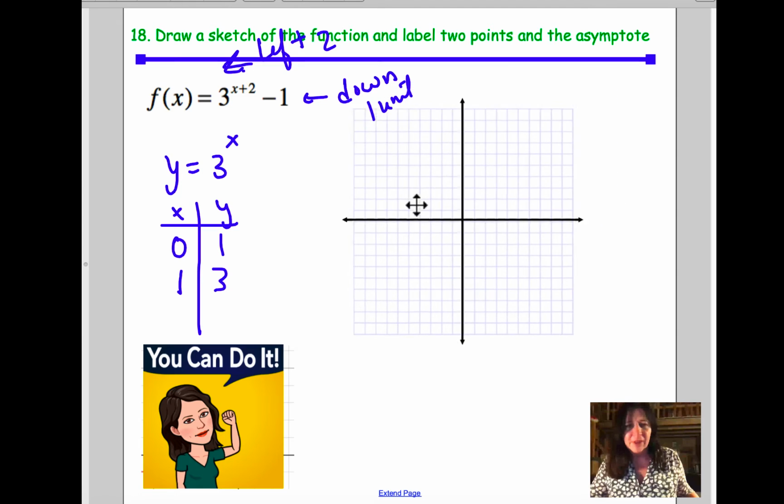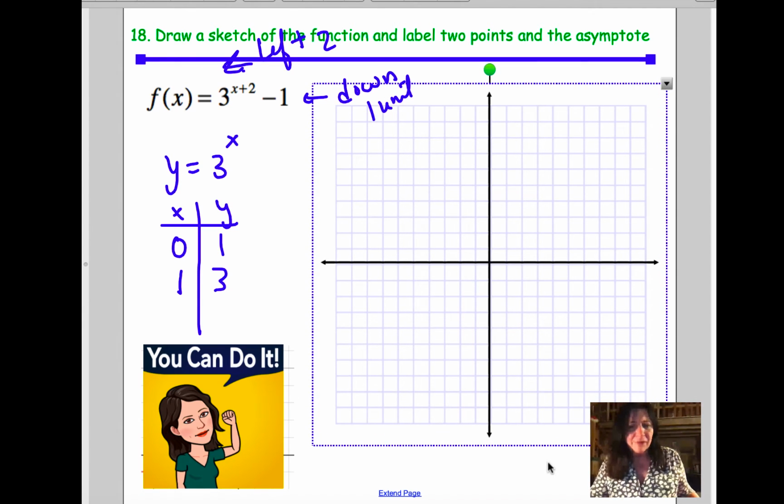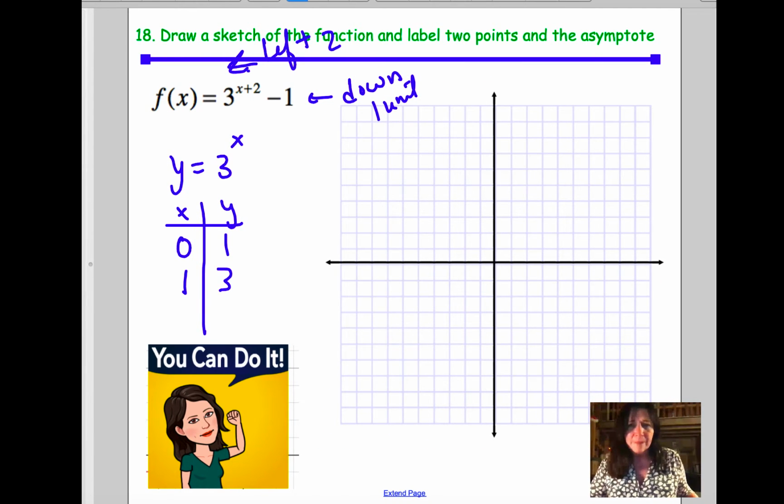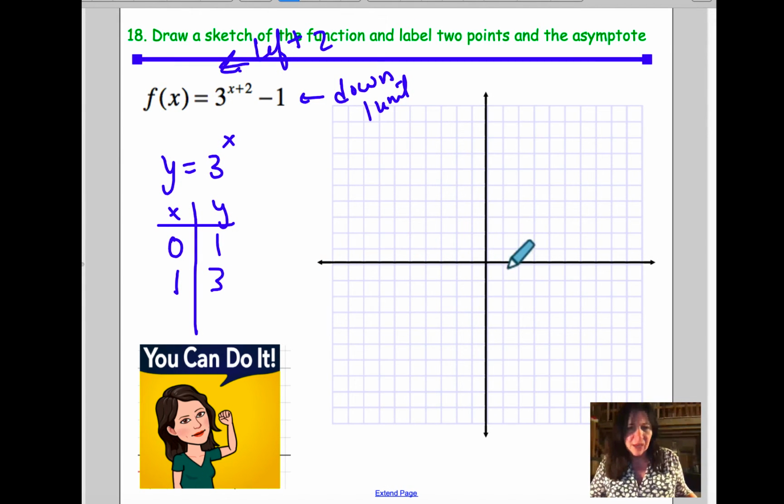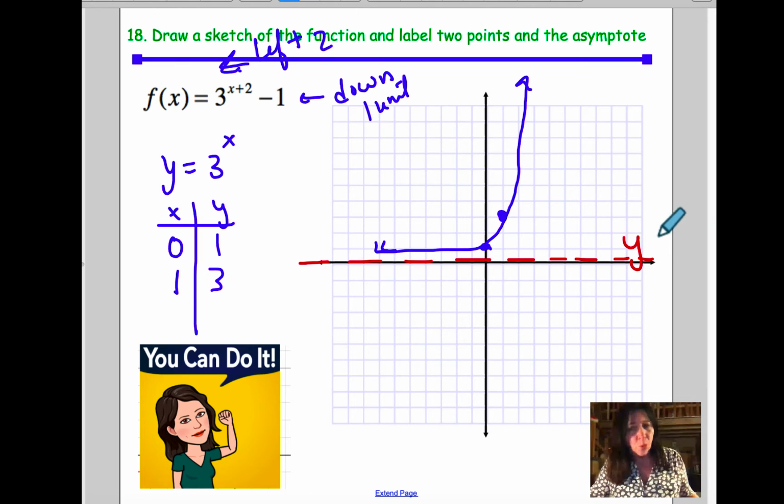So in graphing this, you're going to see (0, 1), and then you've got (1, 3). You know it's exponential. You know the graph is going to look like this. Yes, you're going to have to graph this. You also should know that you have a horizontal asymptote right here at y equals 0. We call that HA, horizontal asymptote. So that's there.